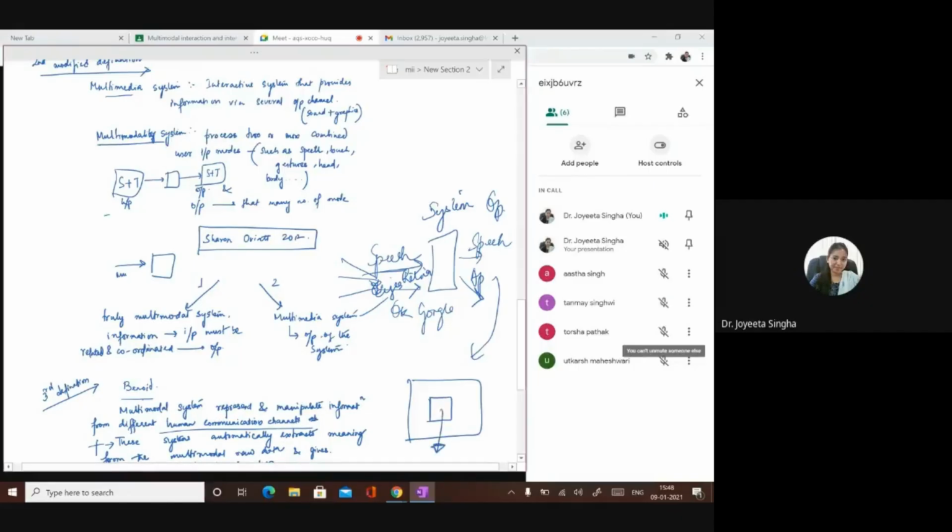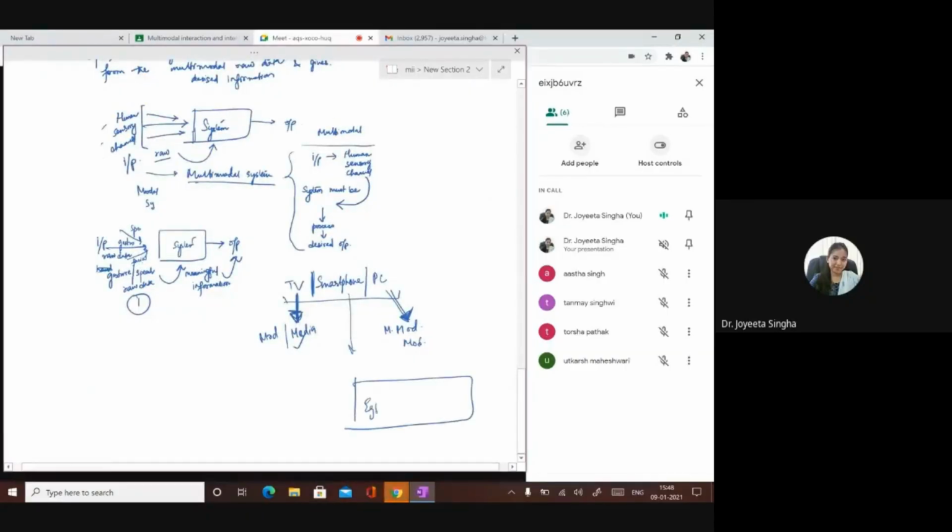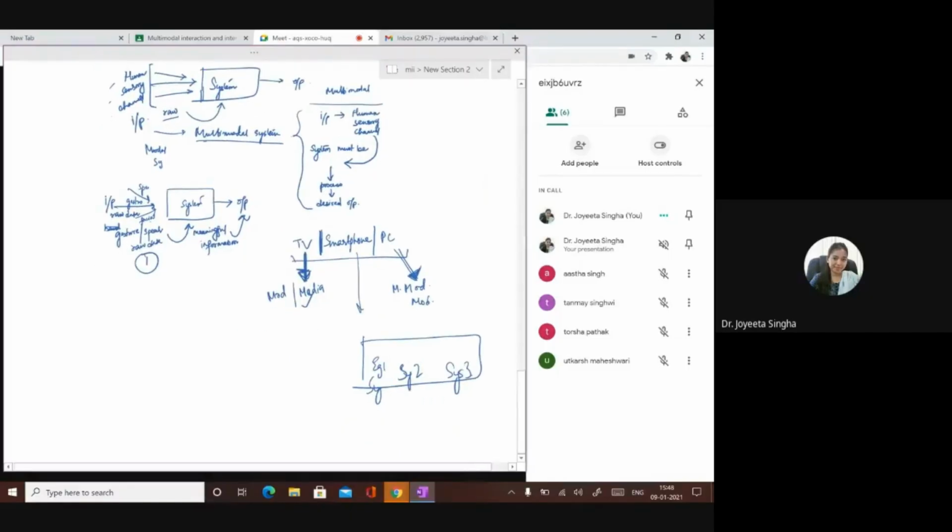In order to clearly say which object or which application is a multimodal system, you need to understand this definition of multimodality. You will be given a set of examples, say system 1, system 2, system 3, and you will be asked which one is a multimodal system. You should be able to categorize that particular thing. Okay.